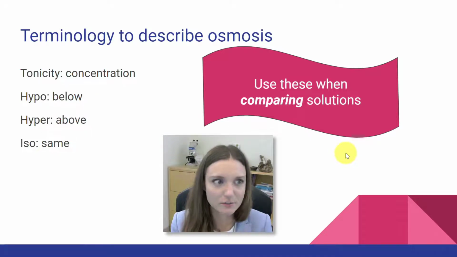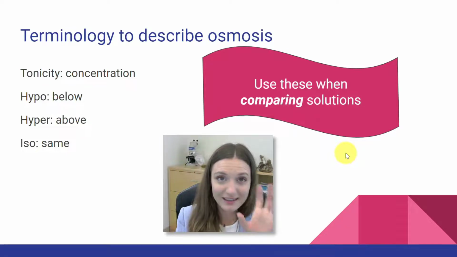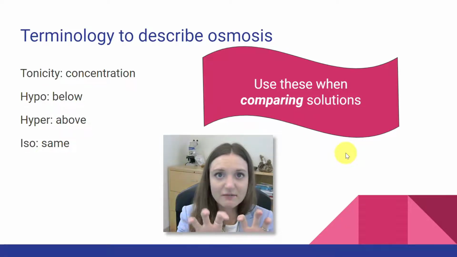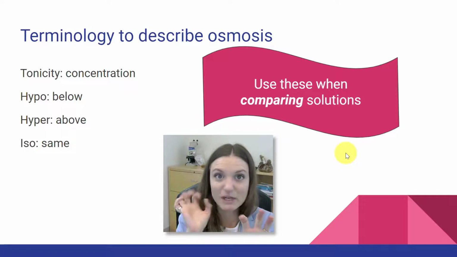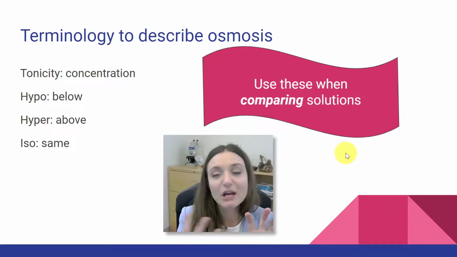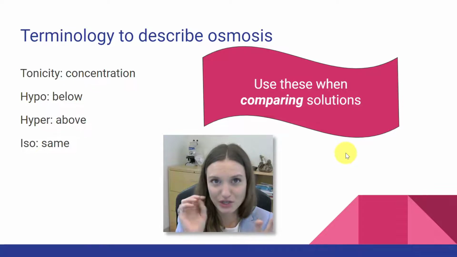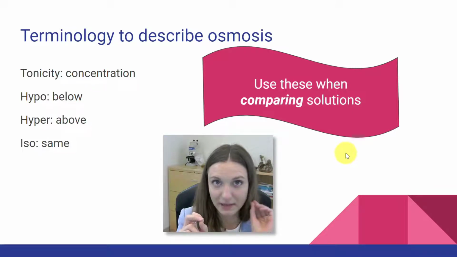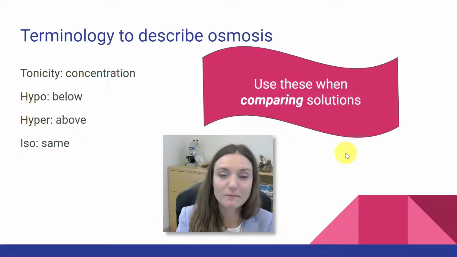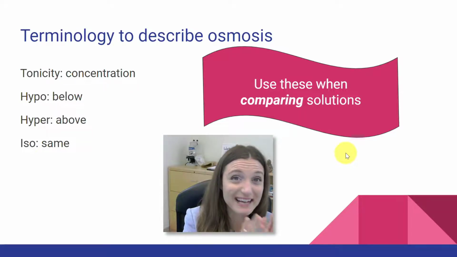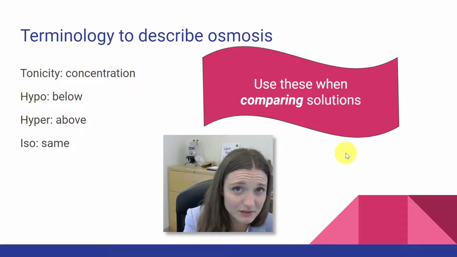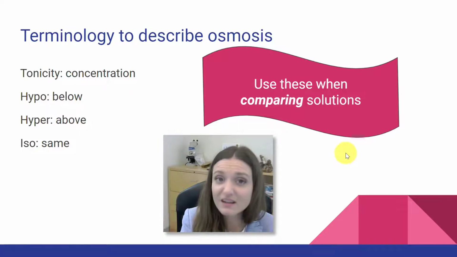Now we're going to take those prefixes, hypo, hyper, and iso, and add on a suffix of tonic or tonicity. When we're using these terms, we're talking about tonicity, which is a way of talking about the concentration of a solution compared to another solution. So, if a solution has a lower concentration of solute compared to a second solution, we say it is a hypotonic solution.